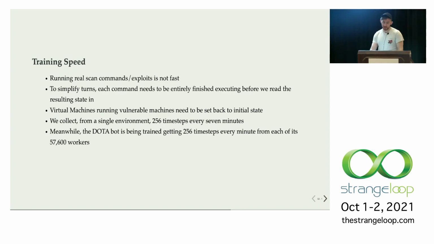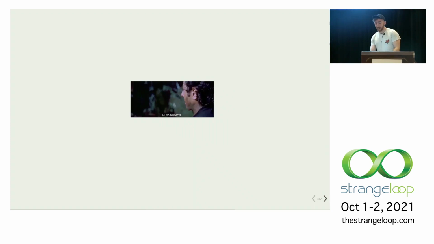This is just running on my local machine. I found that I was able to collect 256 time steps every 7 minutes, which sounds okay until you look at the DOTA bot that OpenAI made. It was getting 256 time steps every minute for each of its 57,000 workers. I don't know if you guys are good at math. I'm not, but they were getting way more data than me. So we have to go faster.